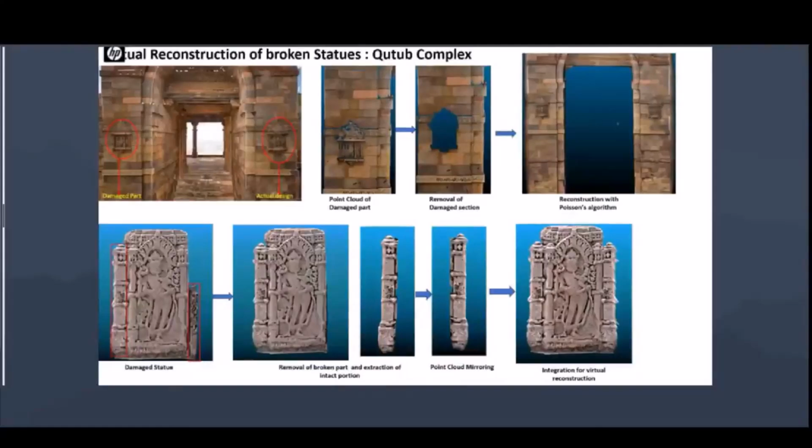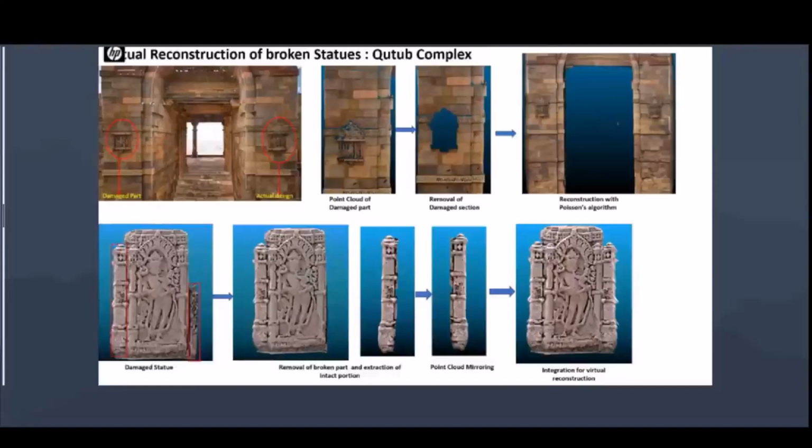So as I have told you yesterday, virtual reconstruction of the statues we have done, relocation of the statues were done. Similarly, in some monuments, what was observed is that some part is damaged, whereas on the other side, because of the symmetry, the actual design is there, and that actual design is intact.